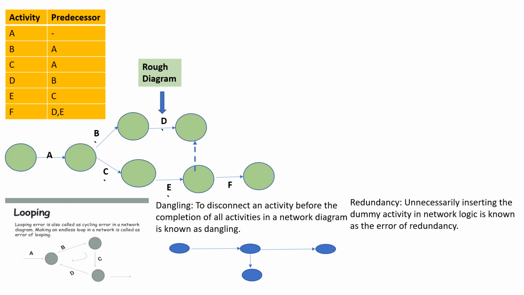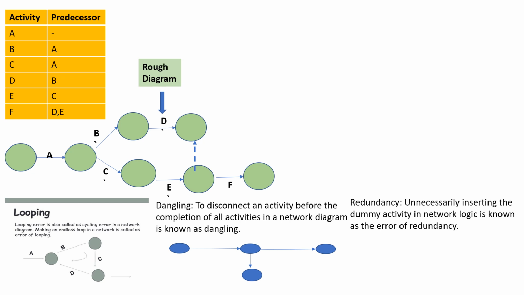After we have drawn the rough diagram, we check it for errors. There are three kinds of common errors in a network. The first error is called a looping error, where you draw an endless loop in a network. The second error is called a dangling error, where an activity is disconnected before the completion of all activities in a network. The third error is called redundancy, where an unnecessary dummy is inserted in a network. So now we will draw the final diagram.